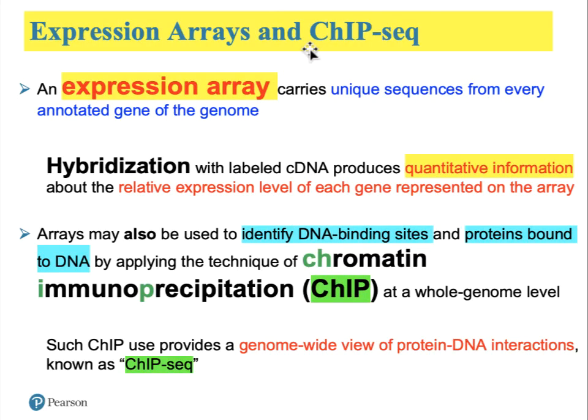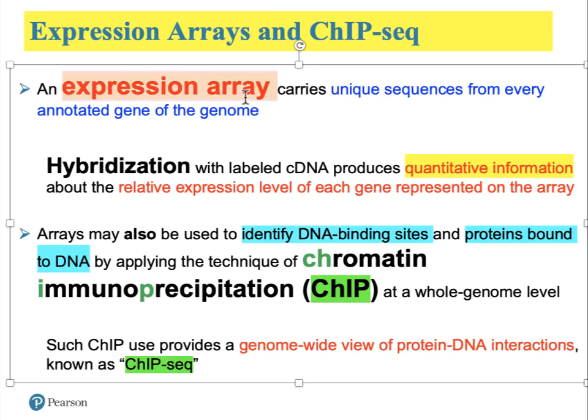Alternative chips can be made that carry expression arrays rather than genomic DNA. So these chips carry a DNA synthetically attached to each spot that represents one of the many genes discovered for that tissue. Hybridization with labeled cDNA produces quantitative information about the relative expression levels of every gene that's been tested against that array. These chips are so powerful that they can also be used to identify DNA binding sites, as well as proteins already bound to the DNA.